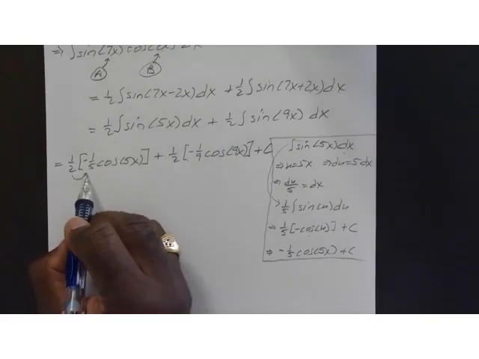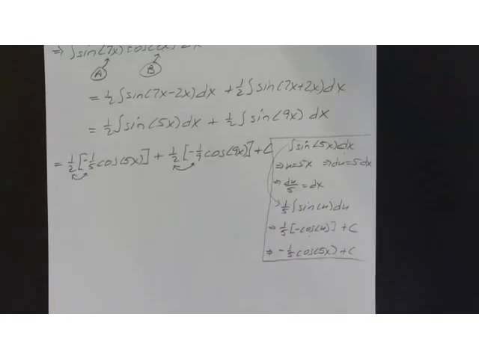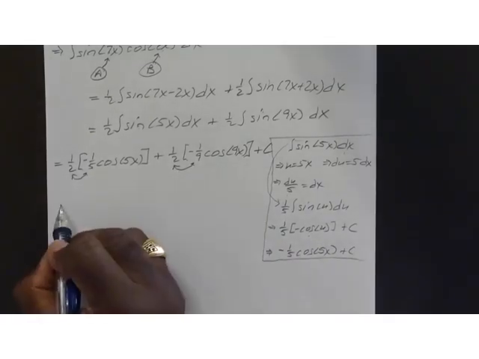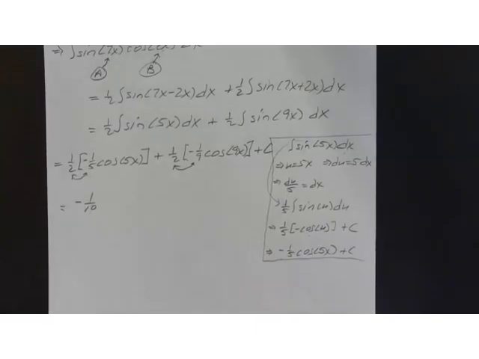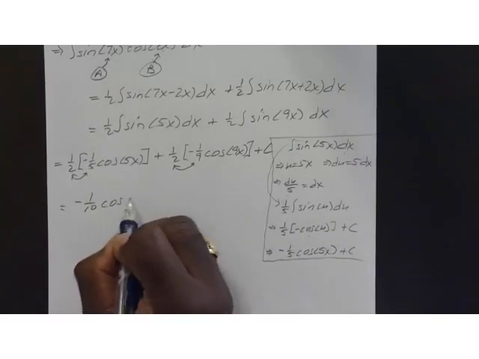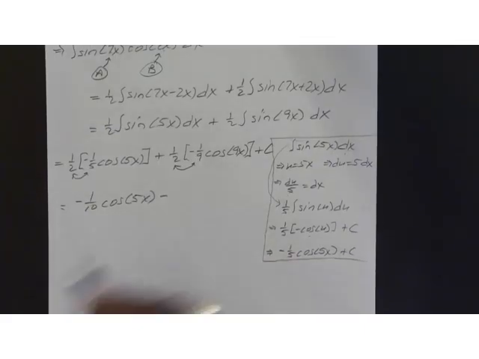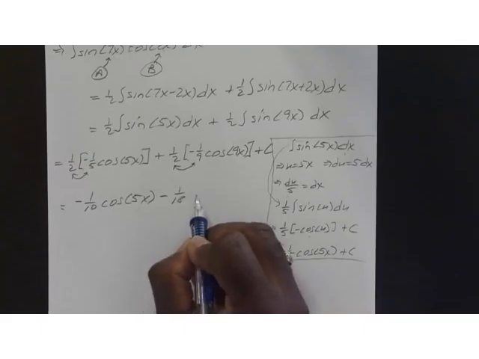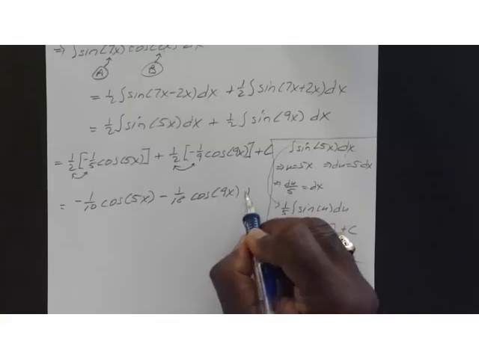So go ahead and multiply those two factors. You have negative 1/10 times cosine of 5x minus 1/8 times cosine of 9x plus c.